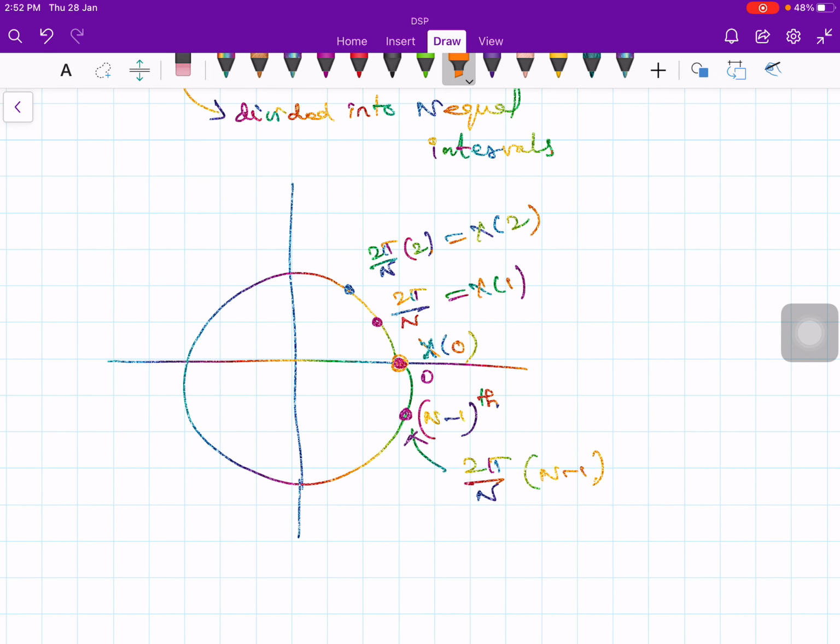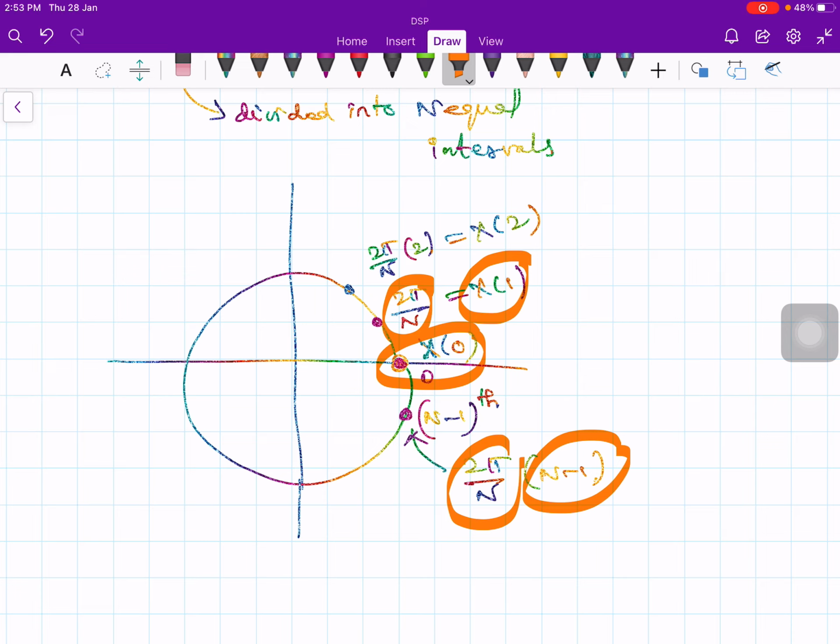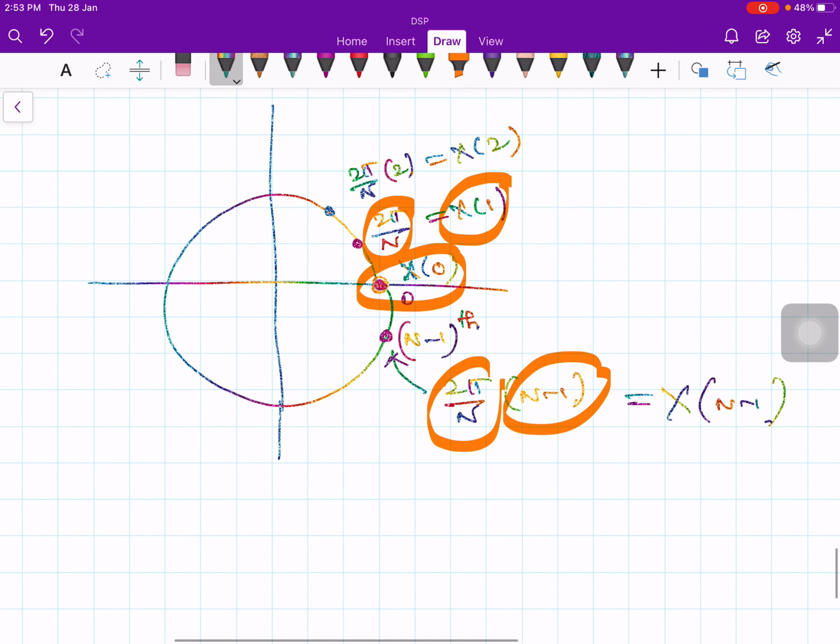So this will be my first sample. I call this sample capital X of 0, and then another I get at 2 pi by N, I get X of 1, and so on and so forth. So I come up to 2 pi by N times N minus 1, and therefore I will get which sample? This is equal to capital X of N minus 1.